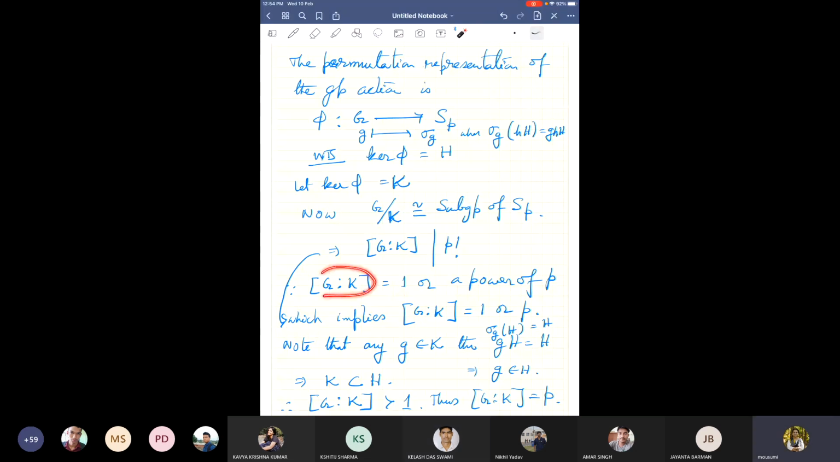Okay. What is G colon K? That is order of G divided by order of K, right? Yes, ma'am. What is the order of G? G is a P group. So order of G divided by order of K. Order of K has to be again some multiple of P. So after dividing also I should get some power of P only. Oh, okay, ma'am. Any other doubts?